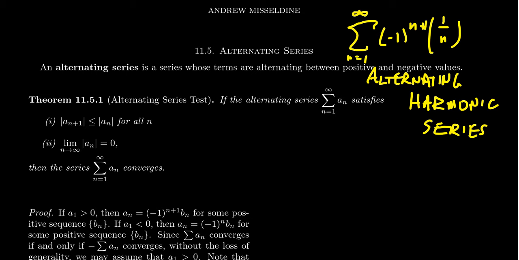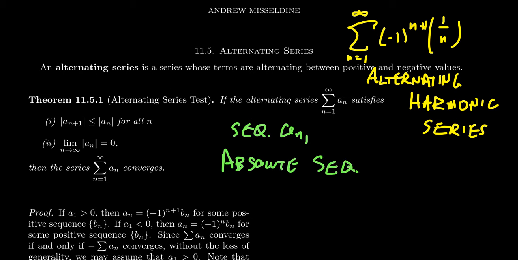So suppose we have an alternating series, the sum from n equals 1 to infinity of a sub n, and we want the following conditions. This is a little bit of vocabulary I want to point out here. If you have a sequence a sub n, then its absolute sequence is when we take the absolute value of said sequence. The absolute sequence will guarantee there are no negative numbers in this sequence. Everything will be non-negative.